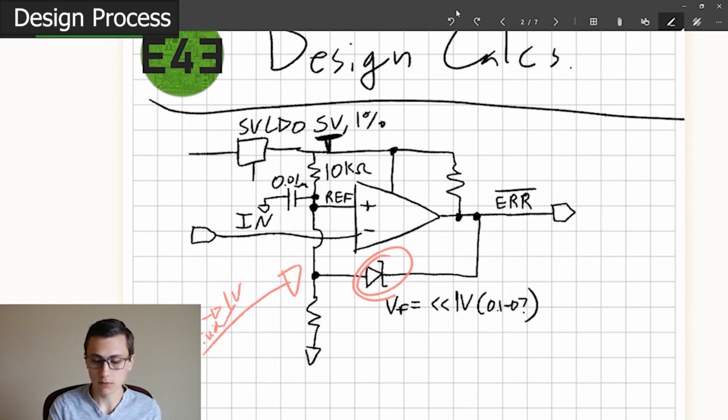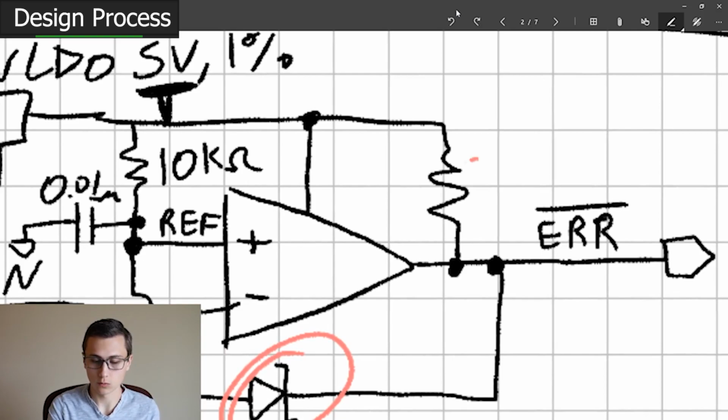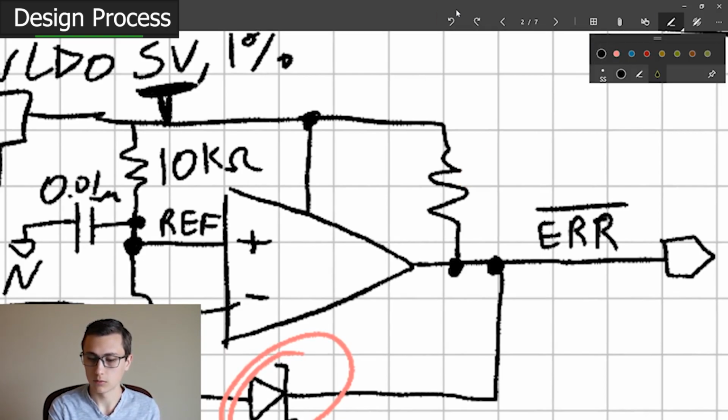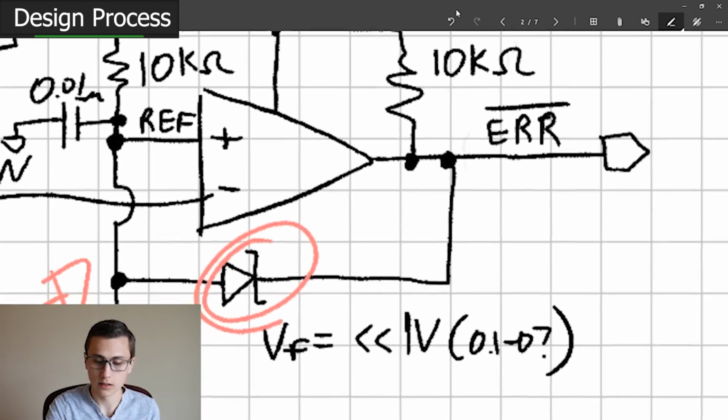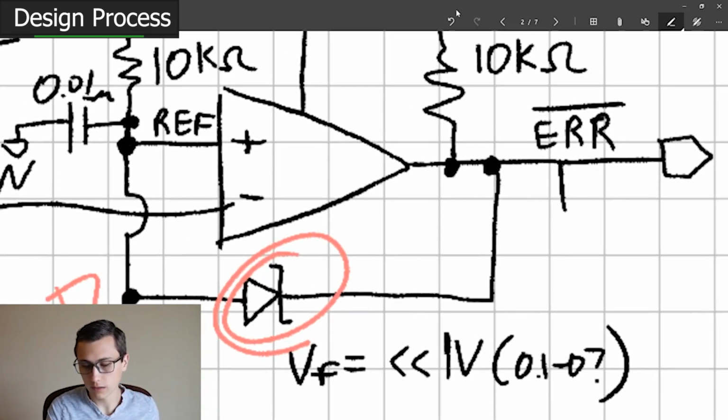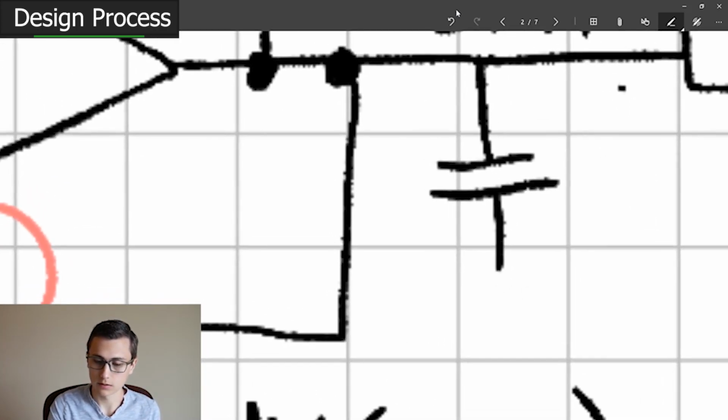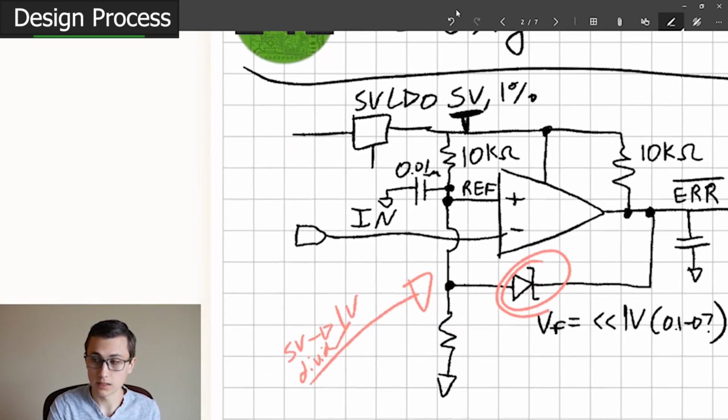And then we need to make a design decision out here as well. We need to pick a resistor value. I think in this case, let's go for a 10 kilo ohm as well. It's not a super critical value, but I think that adding a little capacitor out here would be a good idea as well.